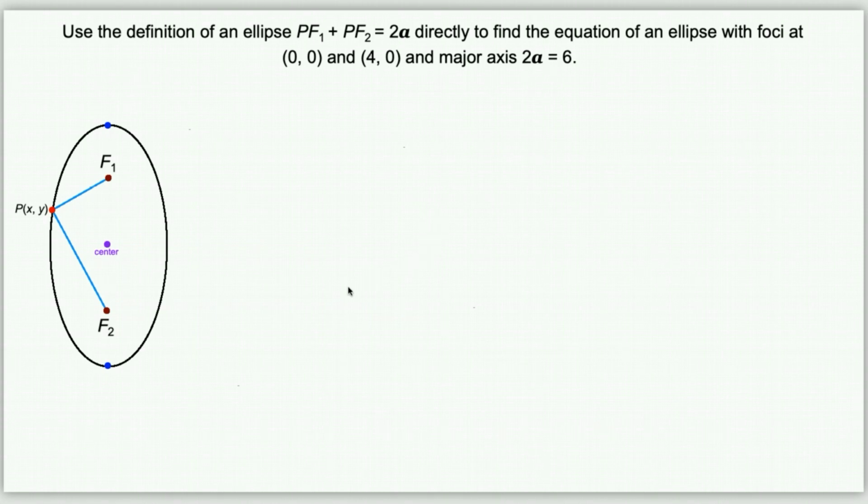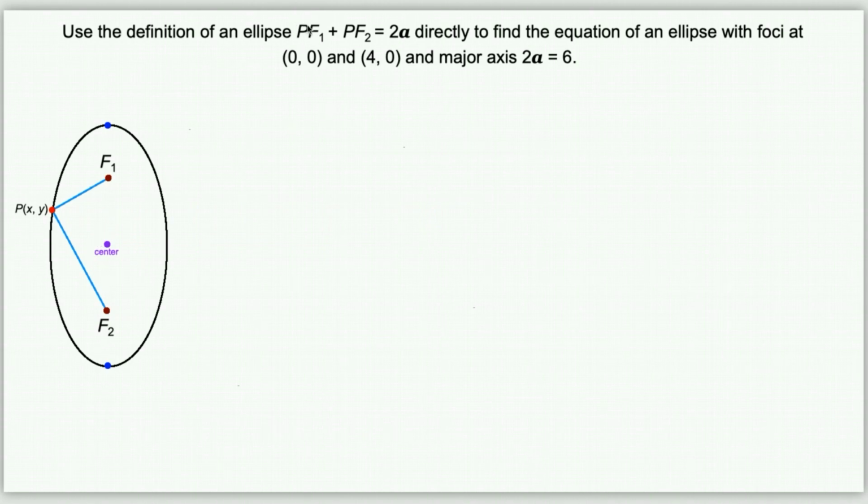In this example, we're asked to use the definition of an ellipse, PF1 plus PF2 is equal to twice A, directly to find the equation of an ellipse with foci at (0, 0) and (4, 0), and major axis twice the A is equal to 6. So I drew a diagram for you so you can understand what we're talking about.